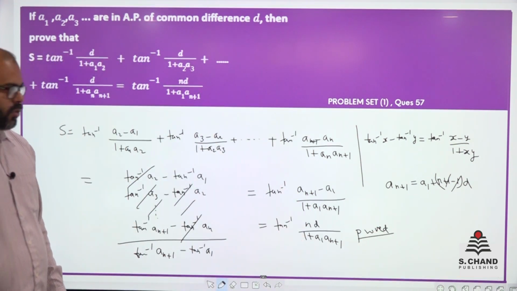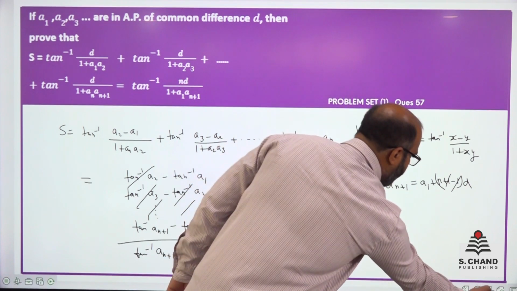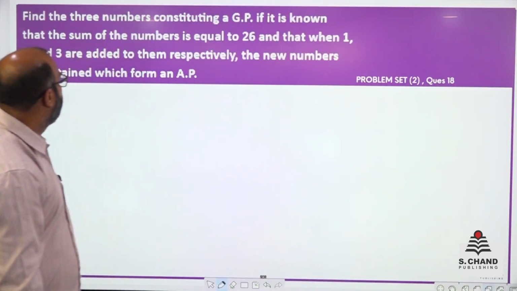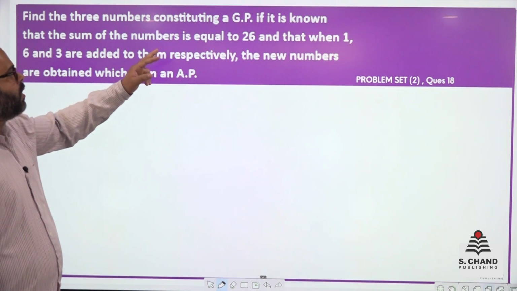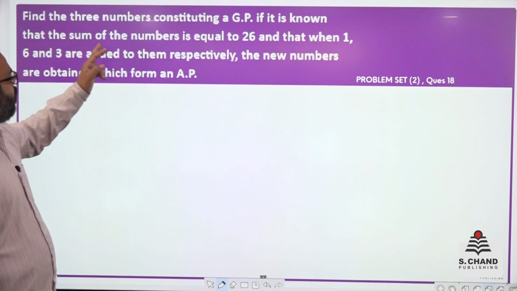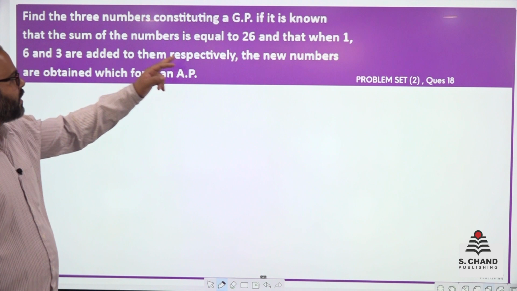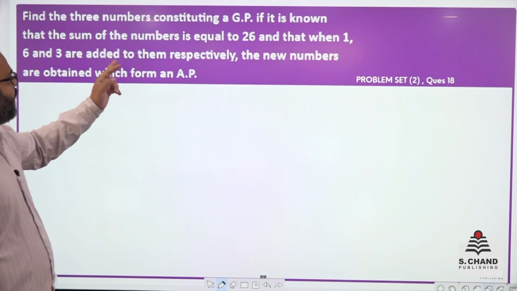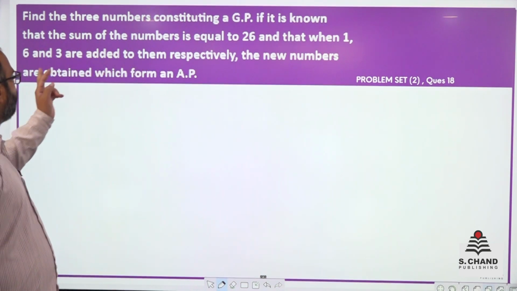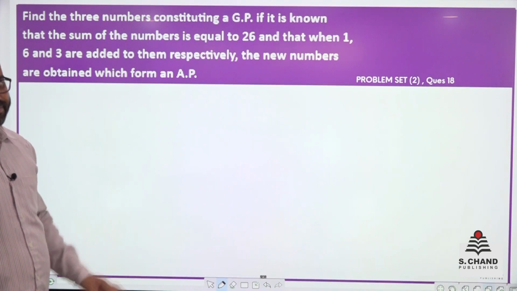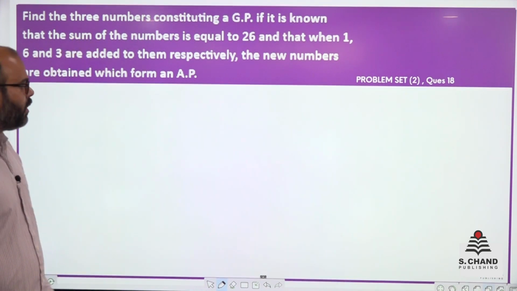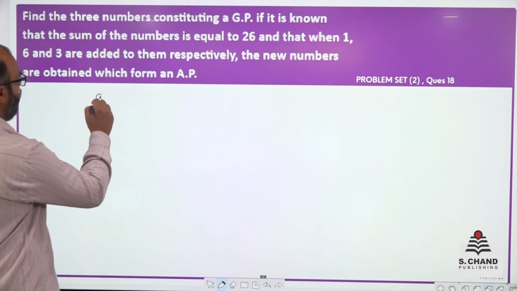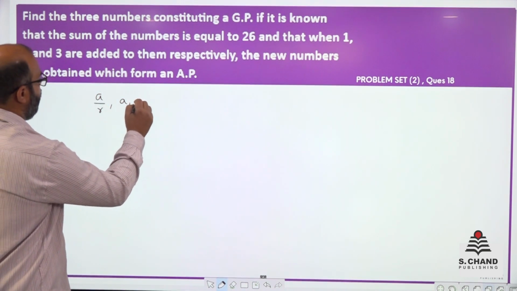Now let us come to the next question. Find the three numbers constituting a GP if it is known that the sum of the numbers is equal to 26 and that when 1, 6 and 3 are added to them respectively, the new numbers obtained form an AP. So first of all, we have to take three numbers constituting a GP. Let us take them as a by r, a, ar.